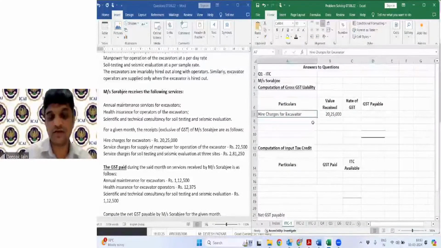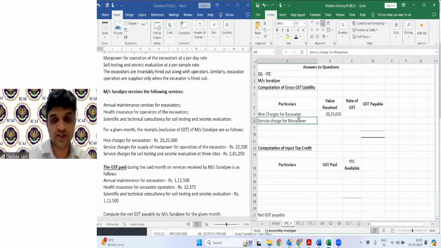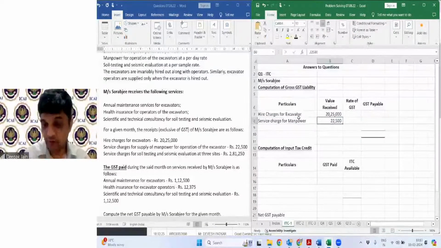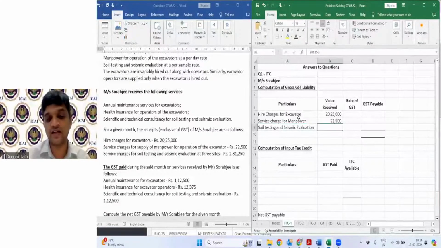GST payable. First, we can write the description. Hire charges is covered. Next is service charges for supply of manpower for operation of the excavator. Service charge for manpower, what is the value? 22,500, I will take 22,500. Then service charges for soil testing and seismic evaluation at 3 sites. So for all three sites together, the value is 281.